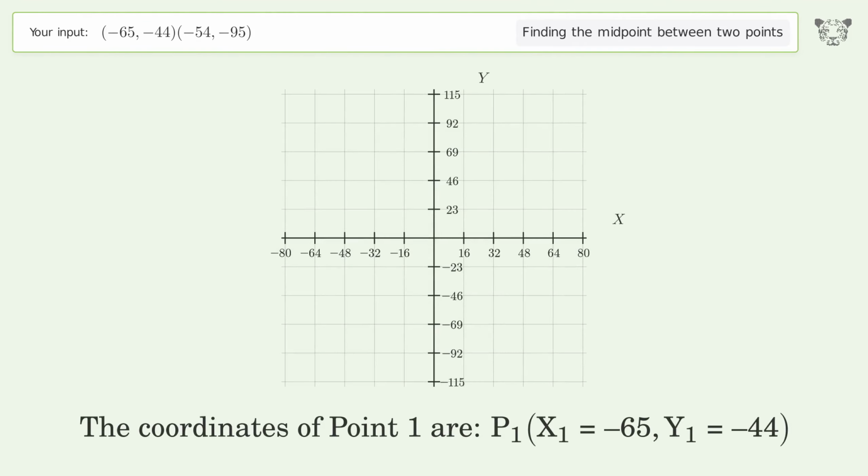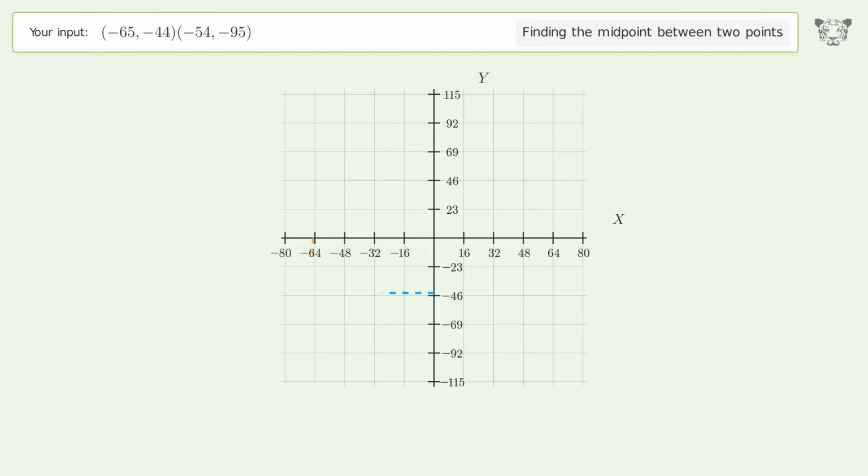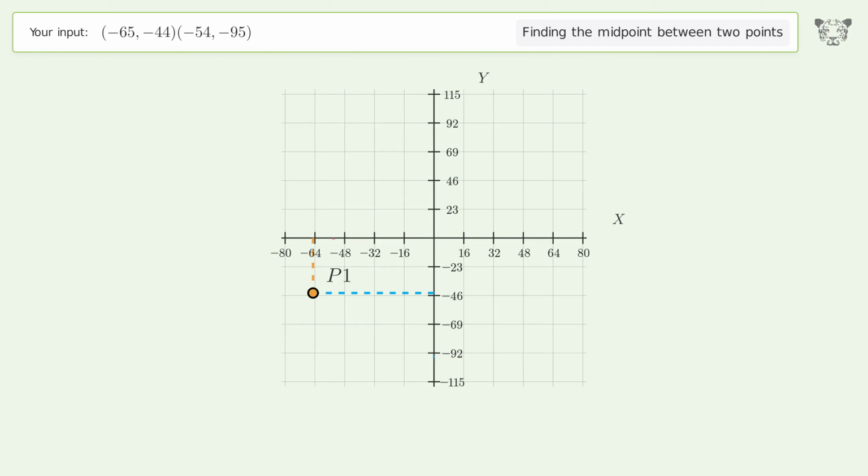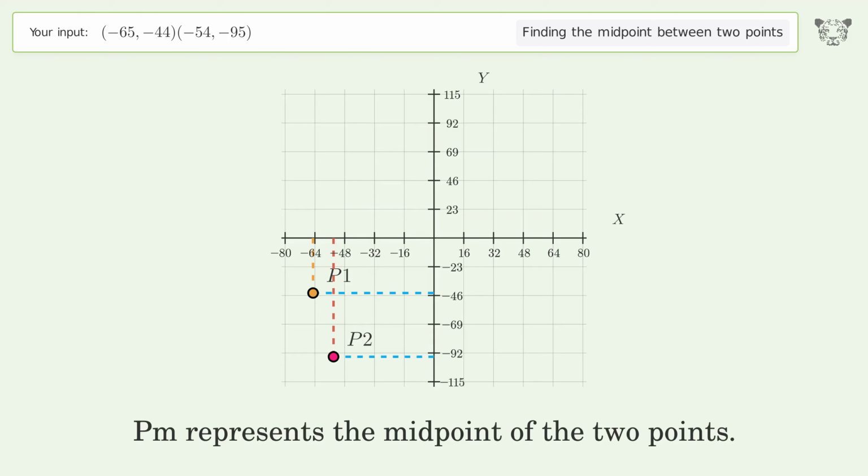The coordinates of point 1 are, x1 equals -65, y1 equals -44. The coordinates of point 2 are, x2 equals -54, y2 equals -95. PM represents the midpoint of the 2 points.